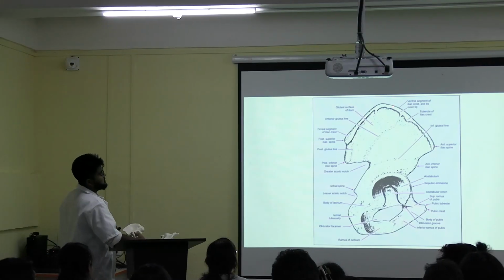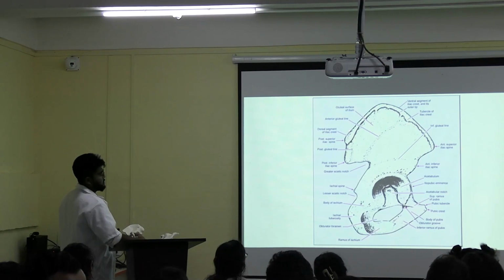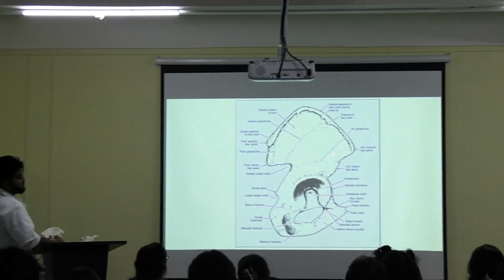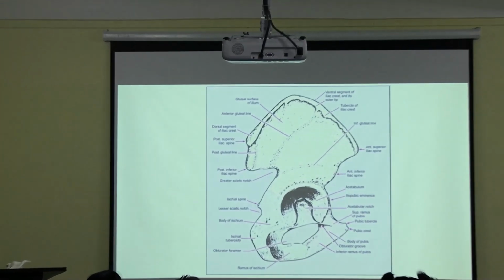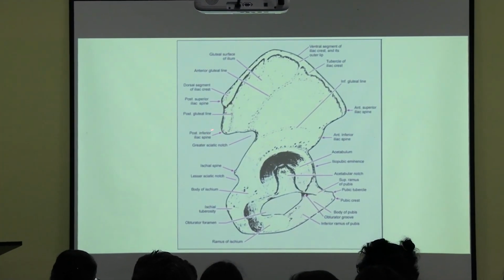See, this is the ventral segment, and this is the dorsal segment. This is the anterior superior iliac spine, anterior inferior iliac spine, and this is the posterior superior iliac spine and posterior inferior iliac spine.